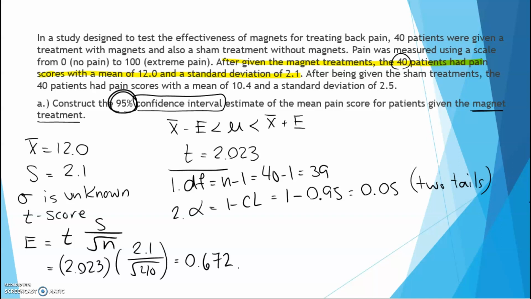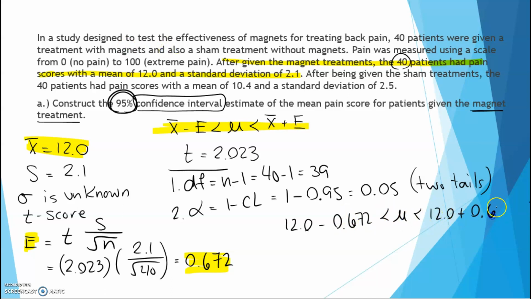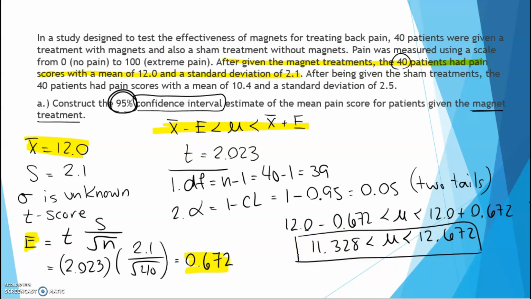Okay. Now that I've got my margin of error is 0.672 and my x bar is 12, I can plug that back into my confidence interval. So that will be 12.0 minus 0.672 less than mu less than 12.0 plus 0.672, or 11.328 less than mu less than 12.672. And that is what they were looking for. That's your confidence interval for your magnet treatment.